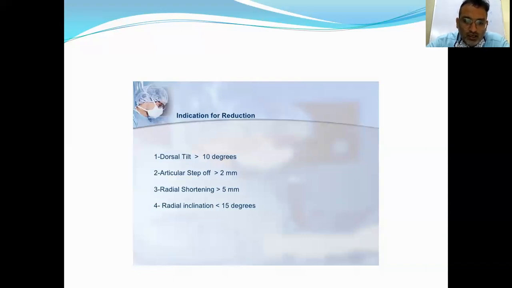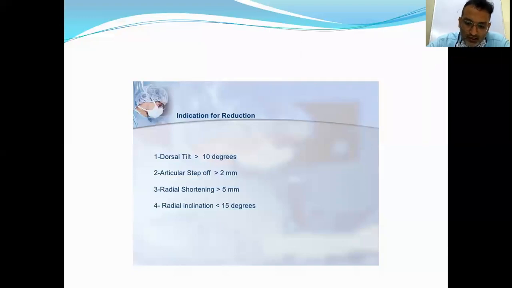So if the radial shortening is more than 5 mm and the radial inclination is less than 15 degrees. As I have told you, the radial angle should be between 20 and 25 degrees; if it is decreased to less than 15 degrees, so 4 indications: dorsal tilt more than 10 degrees, radial shortening more than 5 mm, if there is articular involvement, and the inclination of the distal radius is less than 15 degrees, you should intervene.